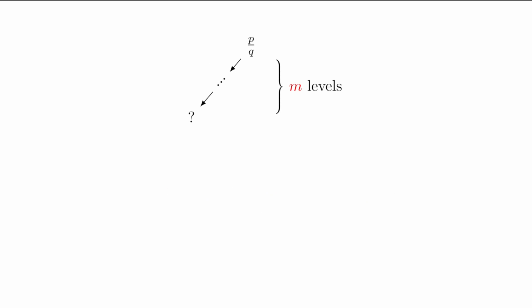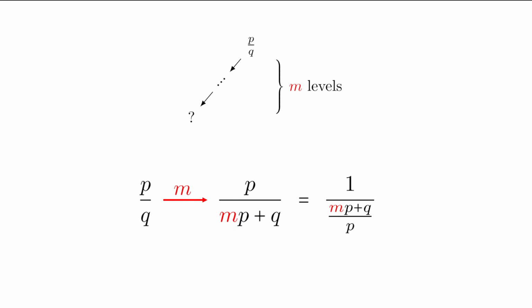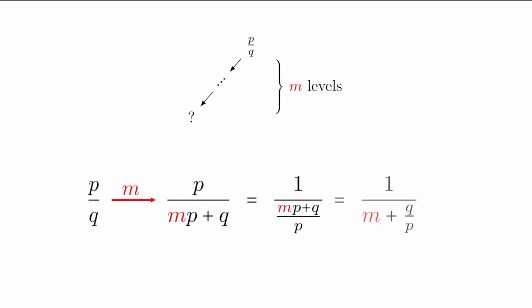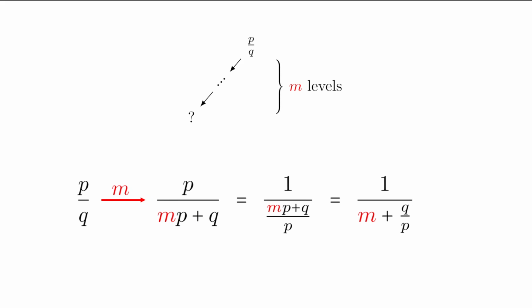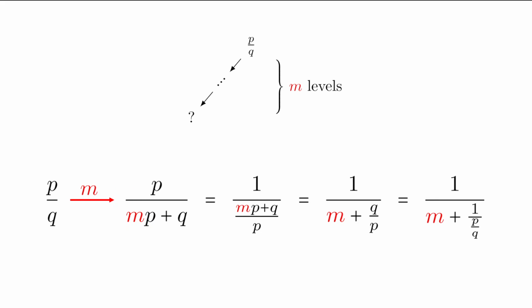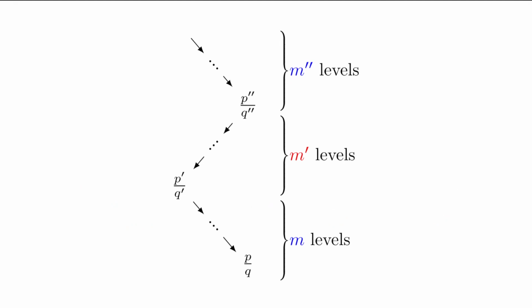On the other hand, we can take m left movements by adding p to the denominator m times. This doesn't simplify right away, but the trick here is to invert the reciprocal of this fraction. Now it simplifies, and we'll do another double inversion to get this in terms of p over q. Okay, let's see what happens when we combine these two types of movements.